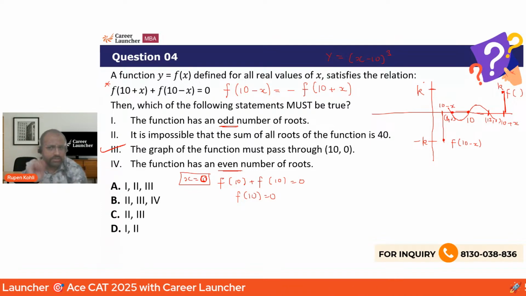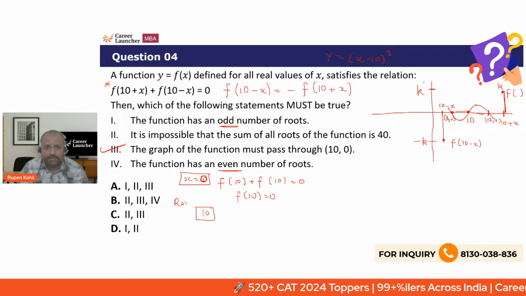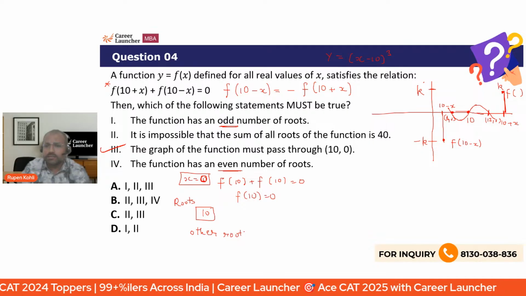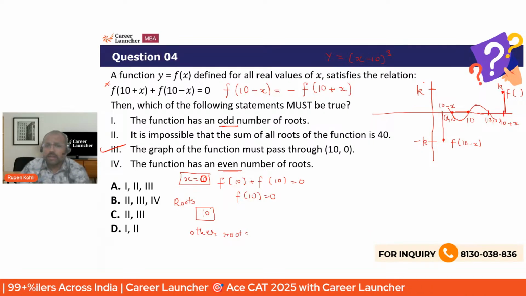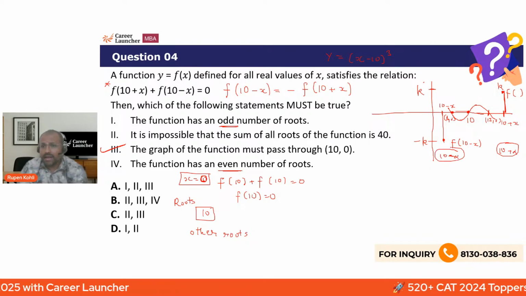What I'm trying to say is that, do you agree that one of the roots is 10, and except for that the other roots cannot occur on a standalone basis, right? If there is one root 10 plus alpha somewhere, then there must be another root 10 minus alpha somewhere behind.